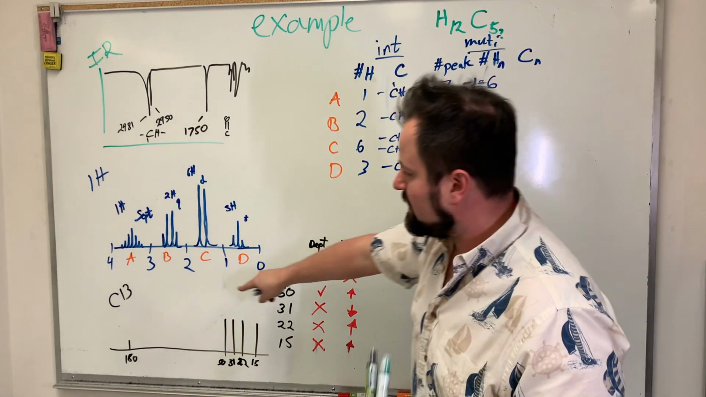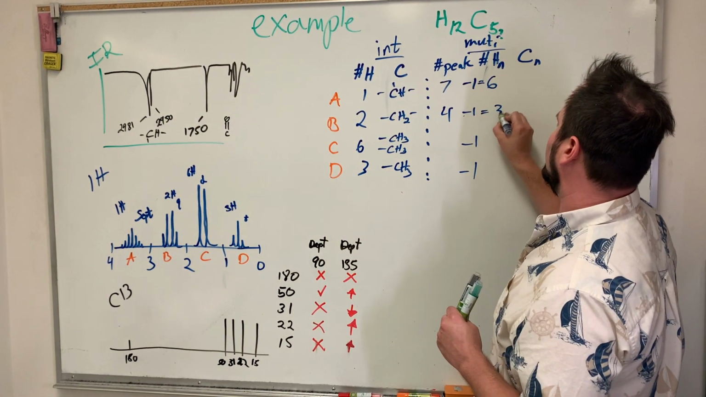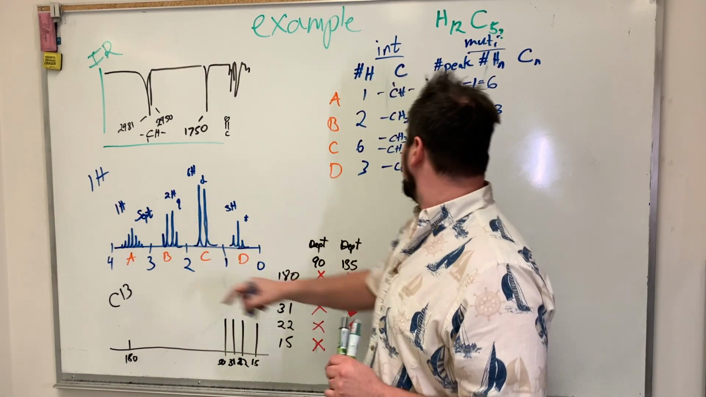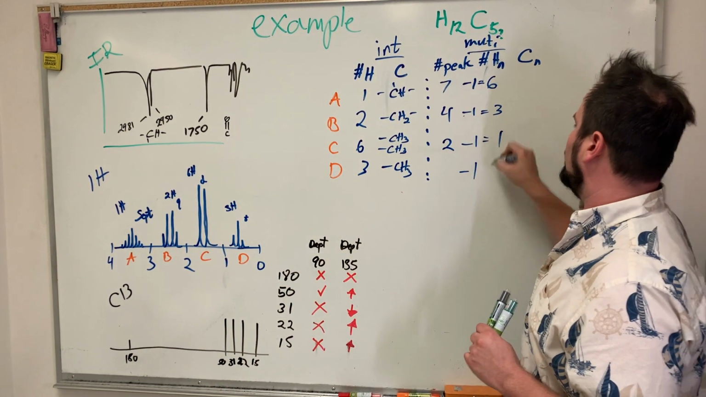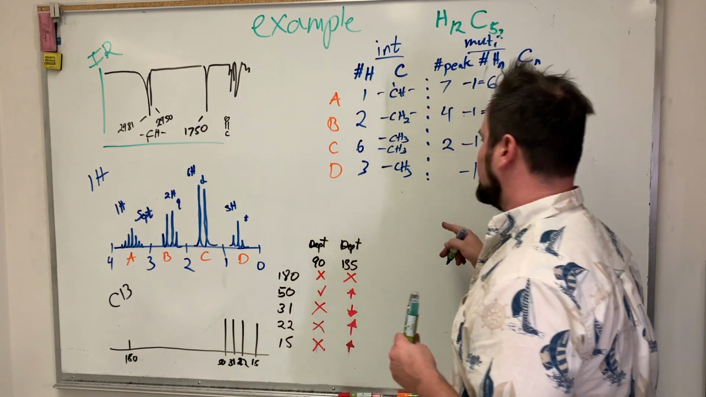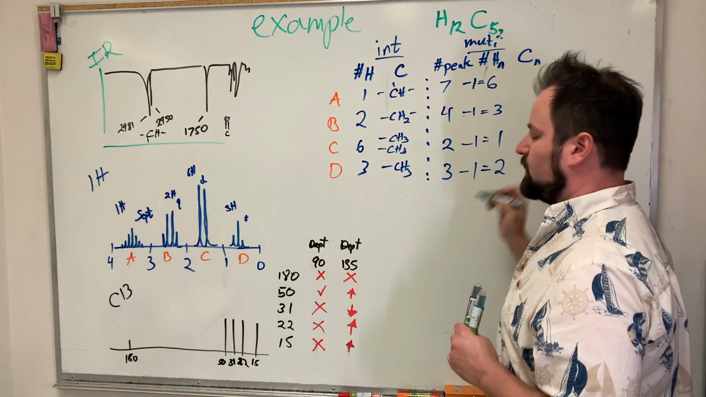Then for B, that's a quartet. That's 1, 2, 3, 4. So that means we have 3 hydrogens on the neighbor. Remember, all this is the neighbor. And then here 2. So that means we should have 1 hydrogen on this neighbor. And here's the triplet. So a triplet is 3. That means this should be 2 hydrogens on the neighbor.